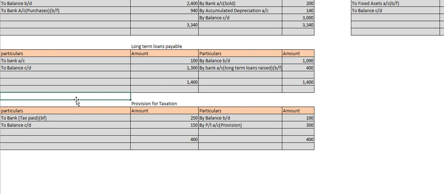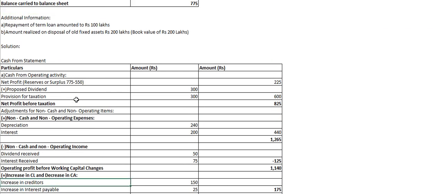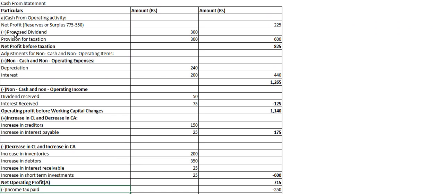So moving on to your cash flow statement. Cash from operating activity, net profit. We don't have a profit and loss account balance, but they have given the balance of reserves and surplus, which is 775 minus 550, which is 225 as our net profit. Add your proposed dividend 300, your provision for taxation 300, which you get 600. So your net profit before taxation is 825.